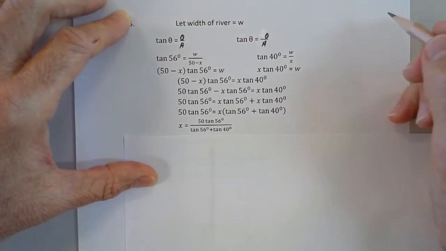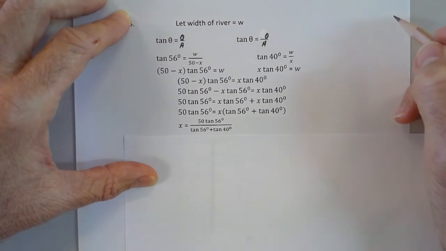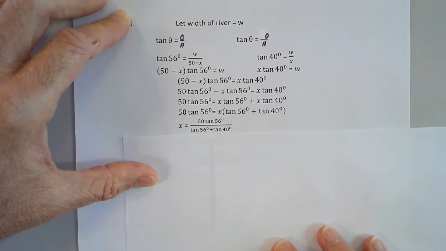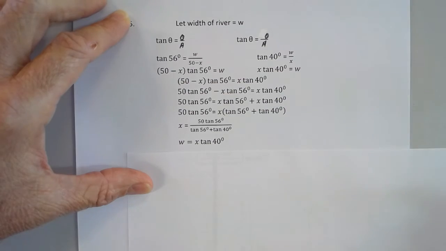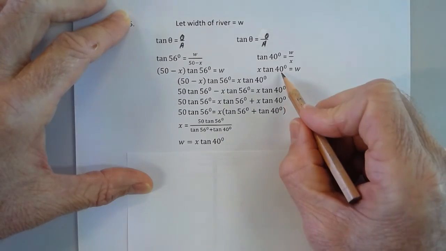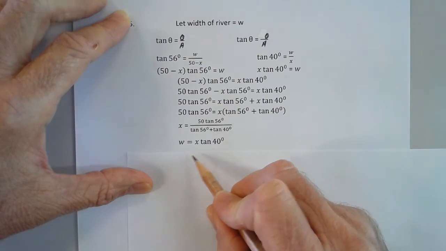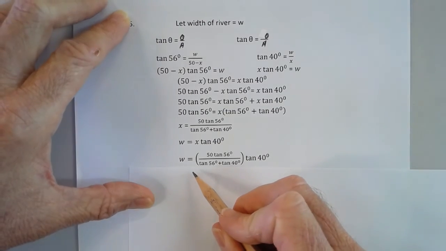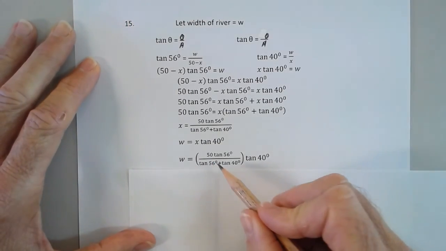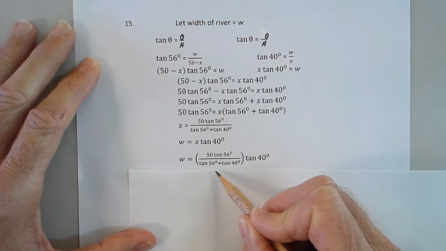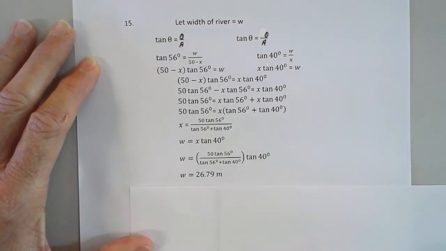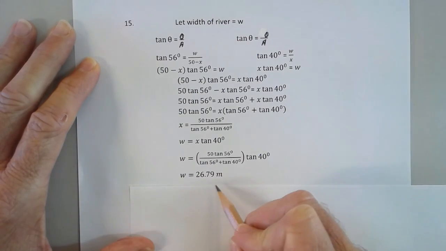Even though we've found x, we haven't finished our problem. The problem says calculate the width of the river. So then we have to substitute x back into one of our original equations. Okay, so I've chosen the equation x tan 40 degrees equals the width of the river. So substituting in, we end up with the width of the river is equal to x, which is 50 tan 56 degrees over tan of 56 degrees plus tan of 40 degrees, times tan of 40 degrees. Putting that into our calculator, we should find that the width of the river is 26.79 meters.